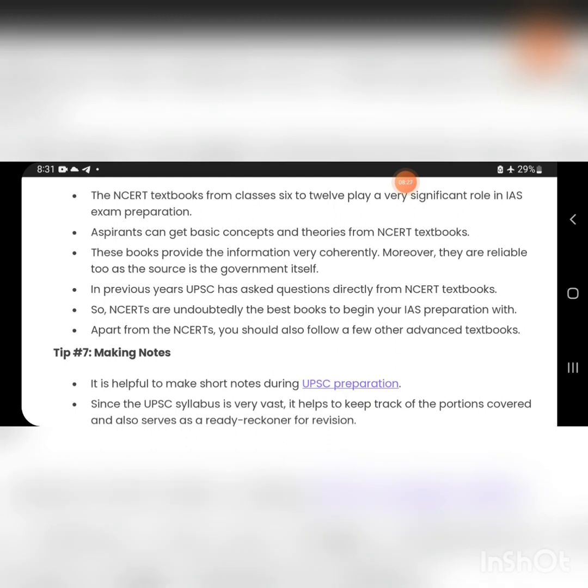In previous years, UPSC has asked questions directly from NCERT textbooks. So you can judge how much we need to focus on these NCERT books as a base of UPSC preparation. NCERTs are undoubtedly the best books to begin your IAS preparation with. Apart from the NCERTs, you should also follow a few other advanced textbooks. So the basic point here is that we have to start from the base. The base comprises the NCERT textbook compilation, which you have to go through in the beginning.